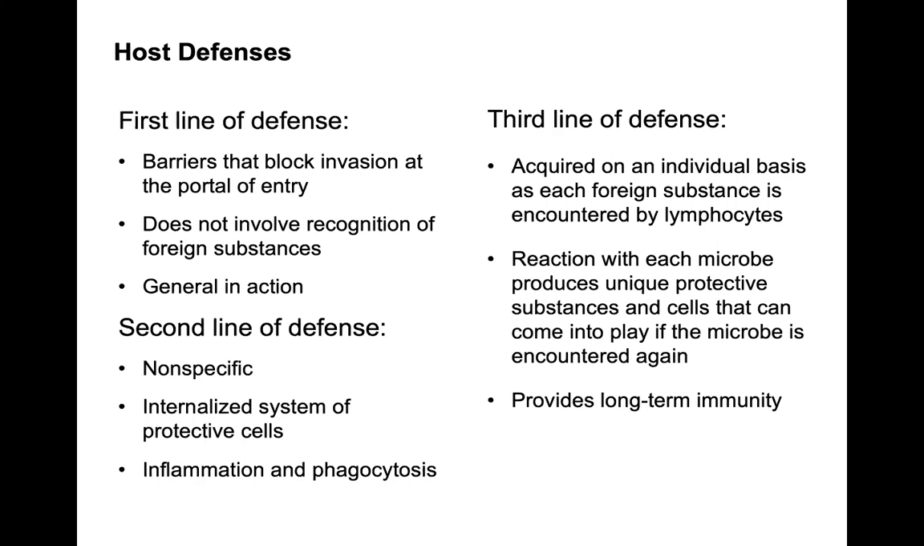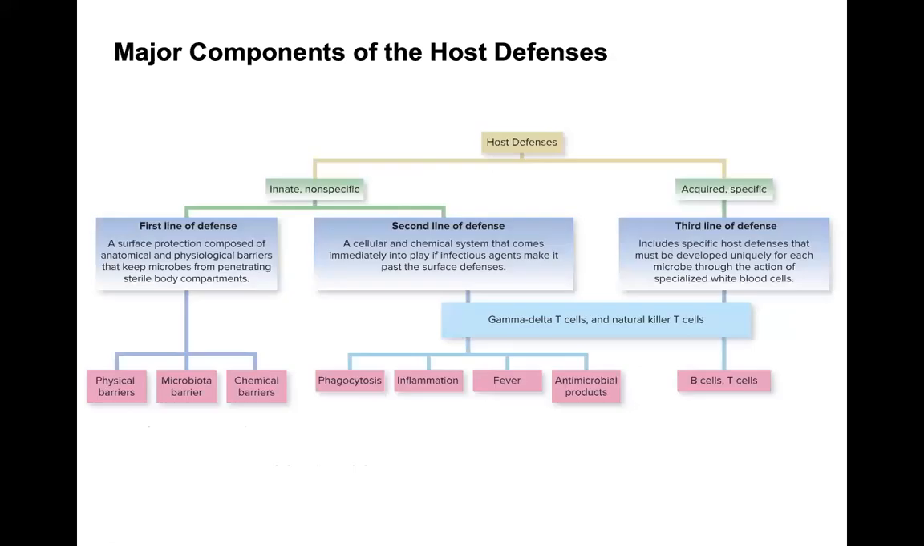The third line of defense, which we'll cover in chapter 15, is what we refer to as adaptive immunity. This is acquired on an individual basis as each foreign substance is encountered by lymphocytes. Reaction with each microbe will produce unique protective substances and cells that can come into play if the microbe is encountered again. And this provides long-term immunity.